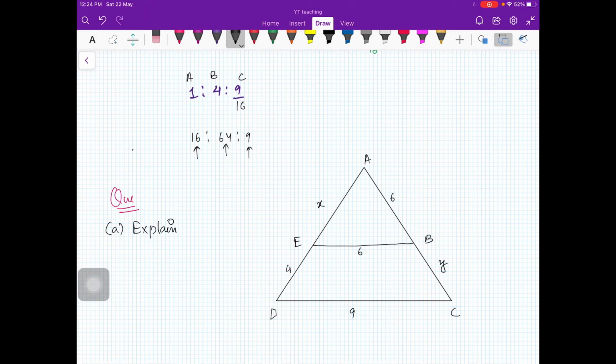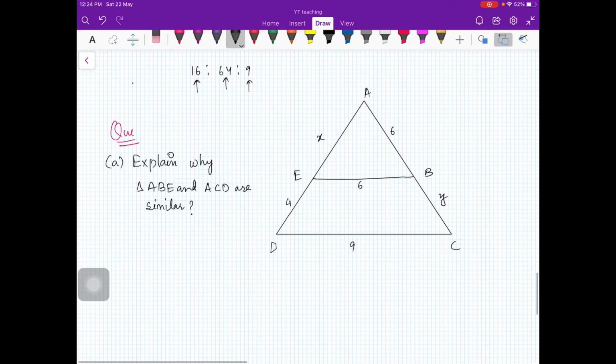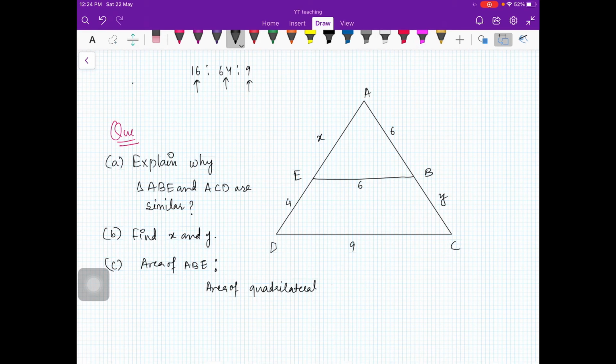explain why triangle ABE and triangle ACD are similar. So this is your first question, why these triangles are similar. And then the next question is, find x and y. And the next question is, find the area of triangle ABE, its ratio with the area of quadrilateral EBCD. Okay, you get it?